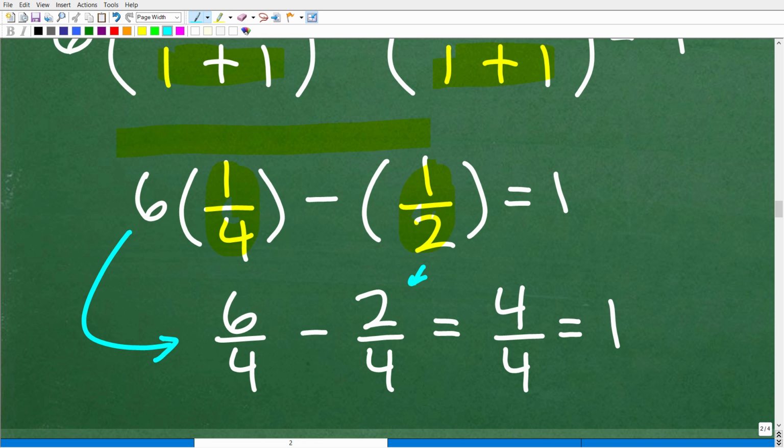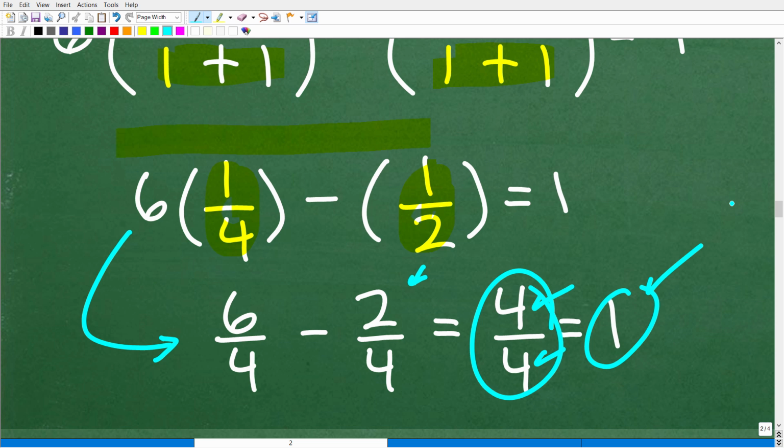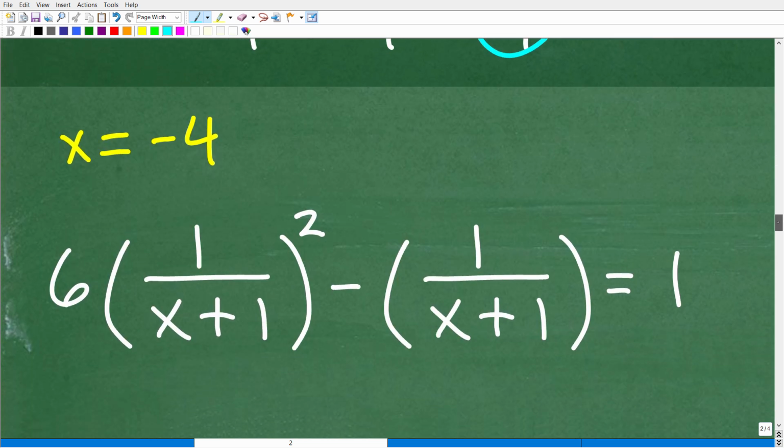So 6 minus 2 is 4. So 4 over 4, 4 divided by 4 is in fact 1. And so therefore, x is equal to 1 is a good solution. Okay, now it's verified. So you must show this work. Okay, 1 is good. Let's go ahead and now see if negative 4 is good.